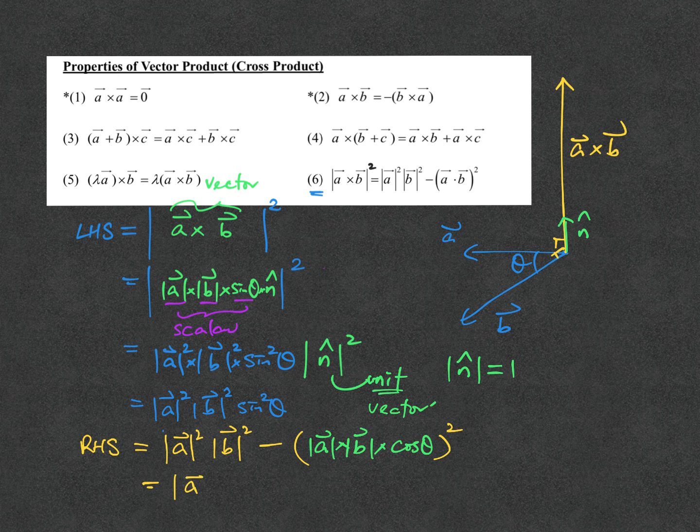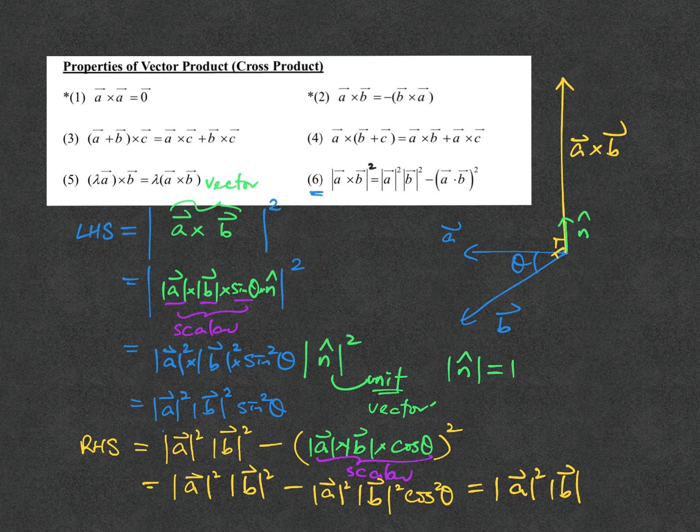If you continue, you have magnitude A squared, magnitude B squared, and then you do remember that magnitude A, magnitude B, and cosine theta are all scalars, that means constants. As a result, you have magnitude A squared, magnitude B squared, and cosine squared theta. By taking out the common factor, as well as using the identity that 1 minus cosine squared gives sine squared, you will have magnitude A squared, magnitude B squared, and sine squared theta, which is equal to the left-hand side. So as a result, you can see this is the identity which links cross product and dot product together.